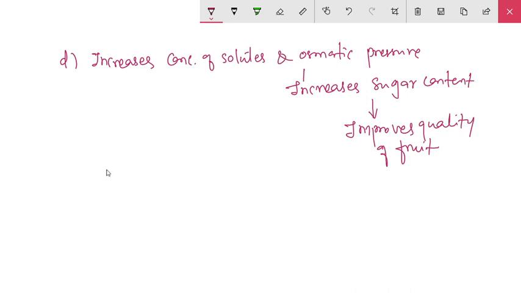Then transpiration is known as the necessary evil. There will be a short note on this: why is transpiration a necessary evil?